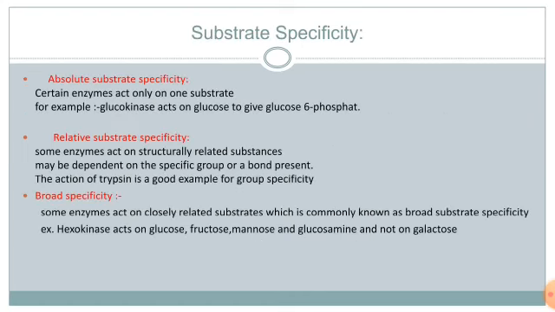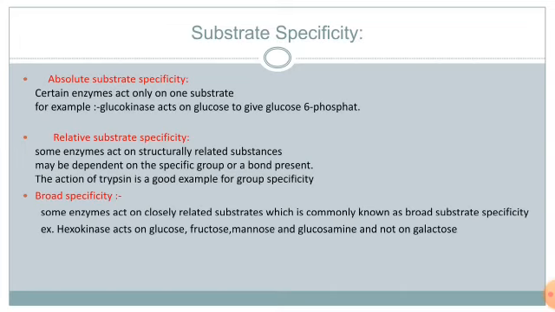Next is substrate specificity. Substrate specificity takes various forms in enzymes. It may be absolute, relative, or broad. Absolute substrate specificity: certain enzymes act only on one substrate. For example, glucokinase acts on glucose to give glucose 6-phosphate.